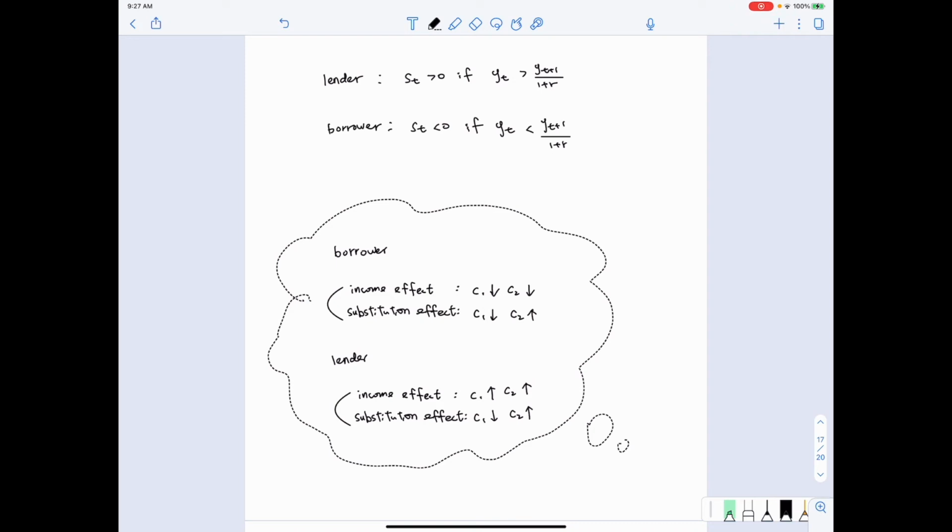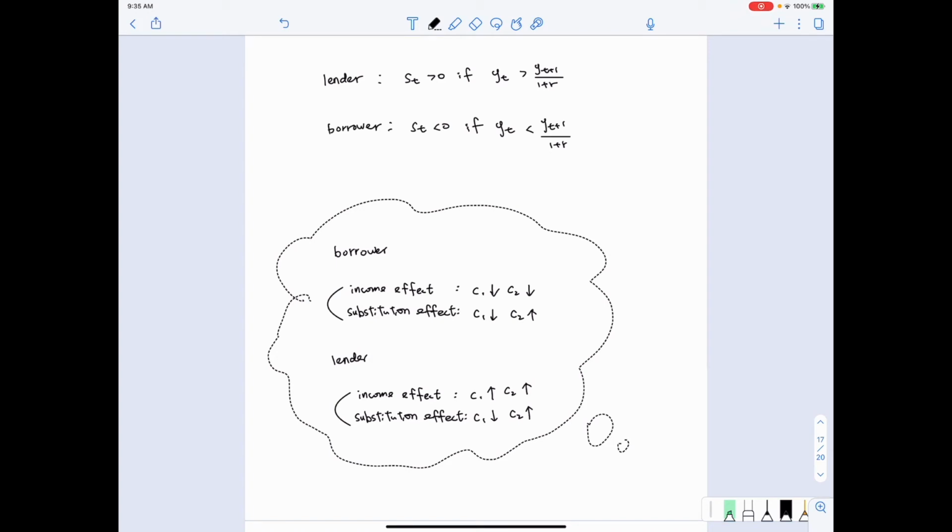So for a borrower, we know for sure that when the real interest rate increases, the consumption in the first period should fall, because both the income effect and the substitution effect indicate that the consumption in the first period should fall. Given that the first period income remained the same, we know that the saving should increase for a borrower.